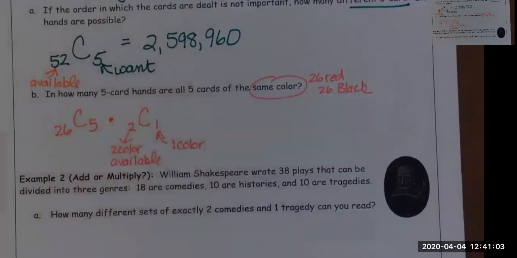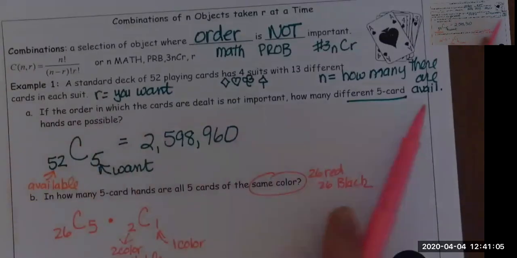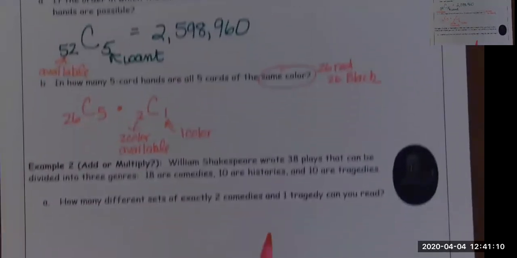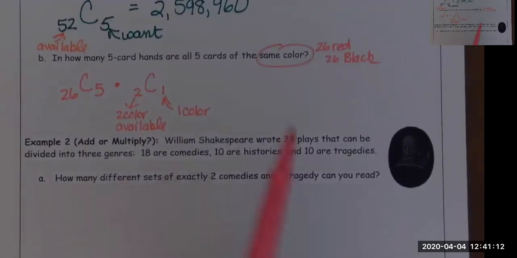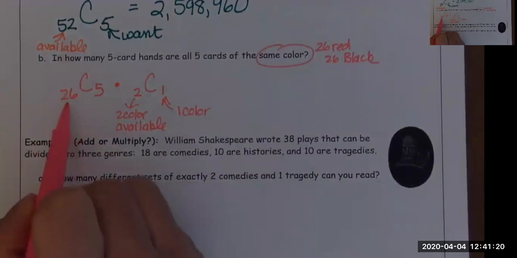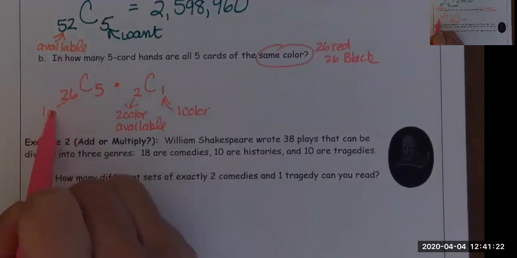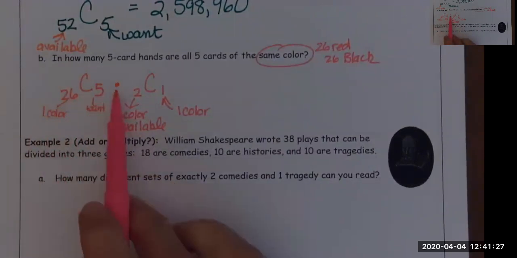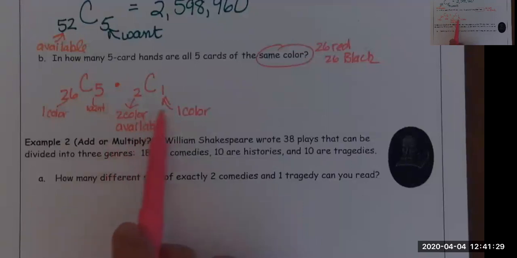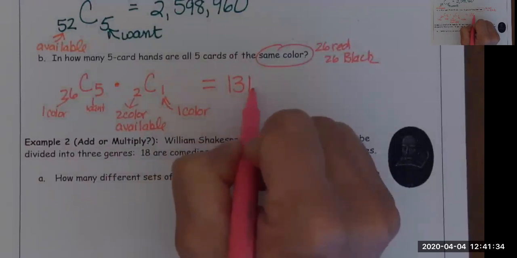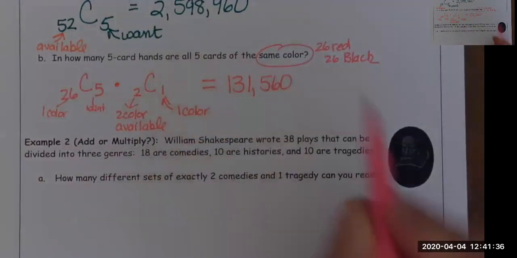So look at this one, it's a little bit different. This one, we didn't put any restrictions, it's straightforward. There's 52 cards and I want 5. Now I have to start thinking about the same color, and these will come with practice. As you see me do some, you'll be like, okay, I need to include this or that. So 26 of 1 color, and I want 5 times the combination of 2 colors taken one at a time. And if you type that in, you're going to get 131,560.